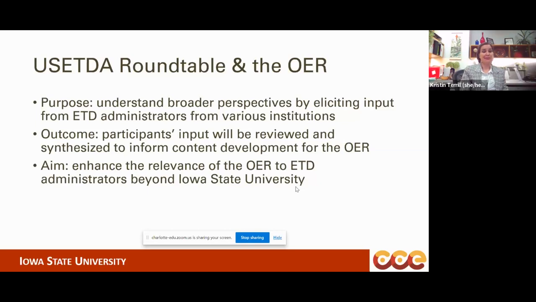And our aim is to make it more relevant to you, so that you're not just reading about what Iowa State University did and thinking, okay, good for you. That's not going to work at my institution because it's a totally different kind of space. We understand that, and we don't want it to be a limited OER that's only good for Iowa State University. We want it to be useful beyond. So we're hoping that your input today can help us get that visibility and make our OER more useful.